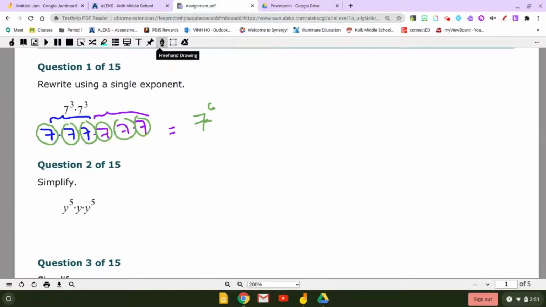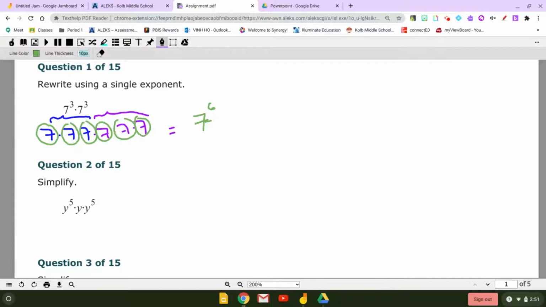Now, there's another shorter way to do this. We did learn this one in class: 7 to the third power times 7 to the third power, if they have the same base, we keep the base and we add the exponents. Multiplying turns into adding the exponents. 3 plus 3 is 6. 7 to the 6th power. That is the other way to do this.